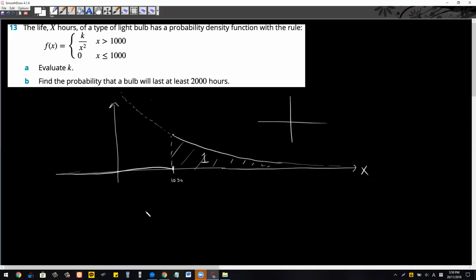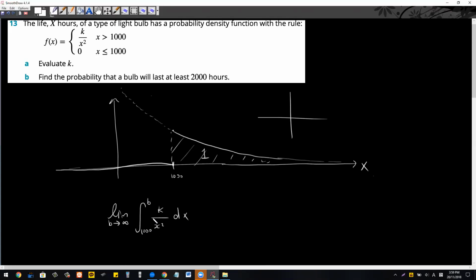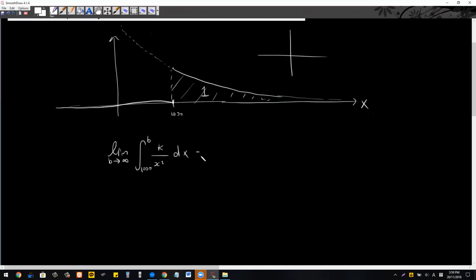So you just need to find the integral of k over x squared, from 1,000 to, and then you cannot put infinity here, right? That's the problem. So we put b here, and then we say limit as b goes to infinity later. And that's how you figure out the k value. So this is known as improper integration.